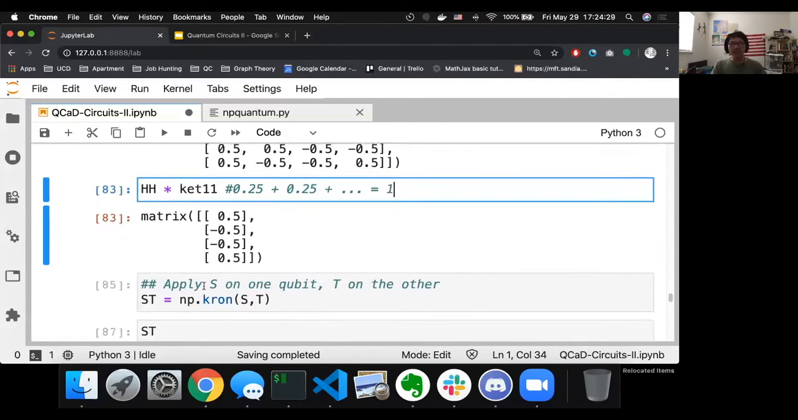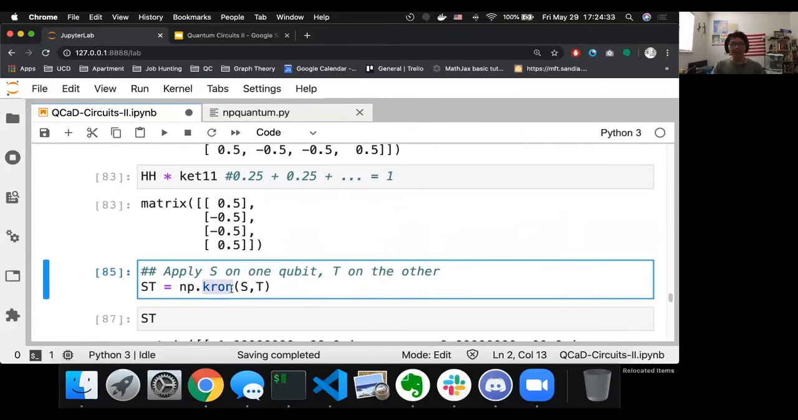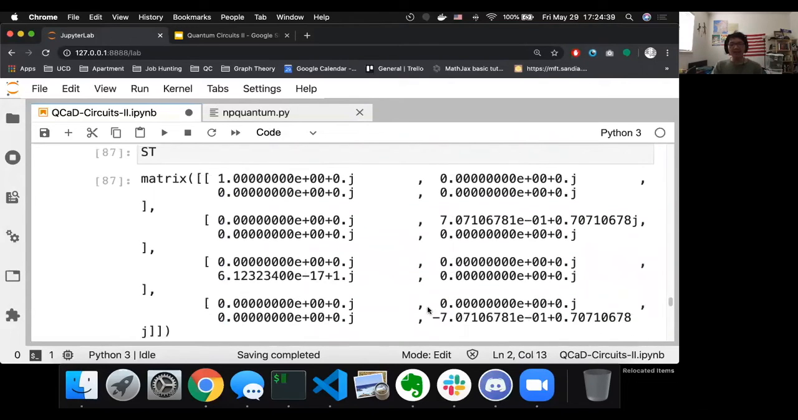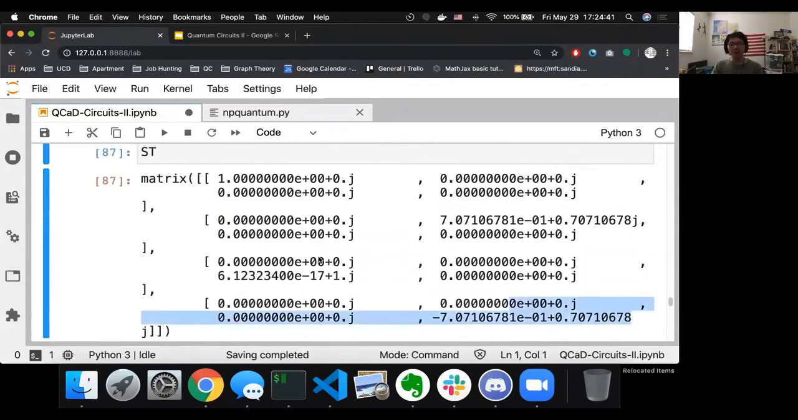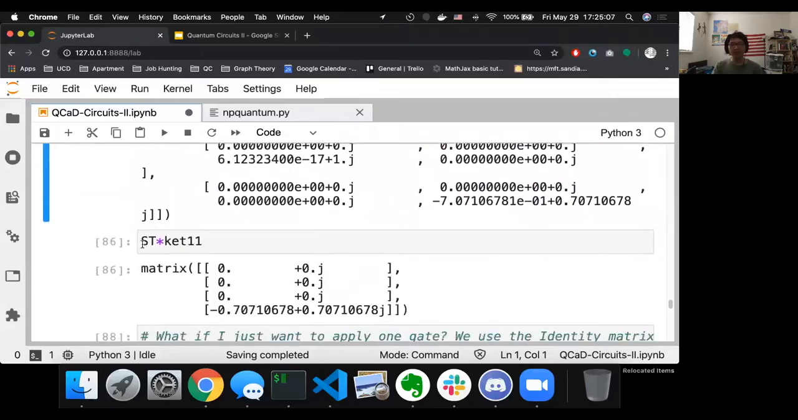Let's say I want to apply S on 1 qubit and T on the other. Well, I just do this, np.kron, the Kronecker product of the S gate and the T gate. So I get ST, and I get this. Now, you might be thrown off yet again by how large these entries look, but it just has to do with the fact that the imaginary numbers can have some rather inelegant coefficients. At least they don't look elegant when you're looking at them through NumPy's default printing. And you see, if I apply it to 1, 1, we get this sort of combined state.